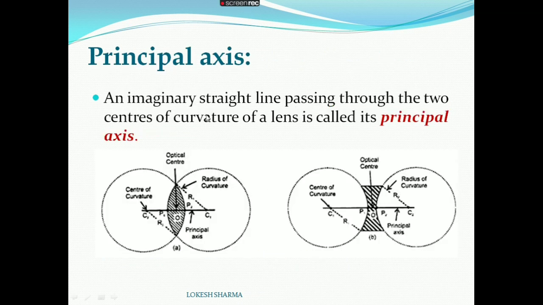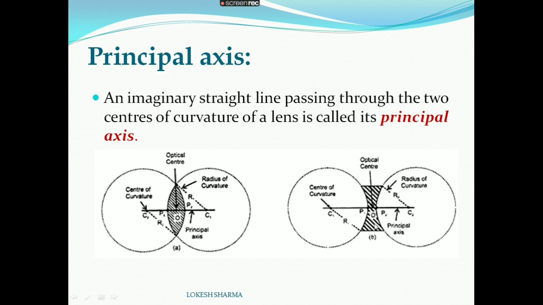Now the principal axis. An imaginary straight line passing through the two centers of curvature of a lens is called the principal axis. Now observe these two pictures. Here, this region which is shaded is enclosed between two spherical surfaces which are part of imaginary spheres. The centers of these imaginary spheres are called the centers of curvature, and the radius of these imaginary spheres is called the radius of curvature. And this shaded area is a convex lens, and this center point of the lens is called the optical center, and the line joining these two centers of curvature is called the principal axis.